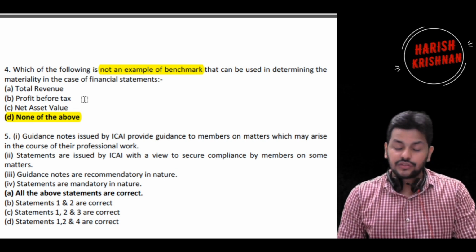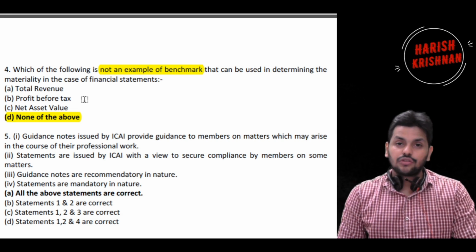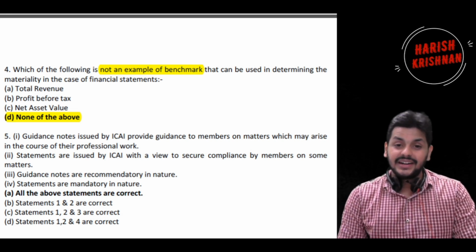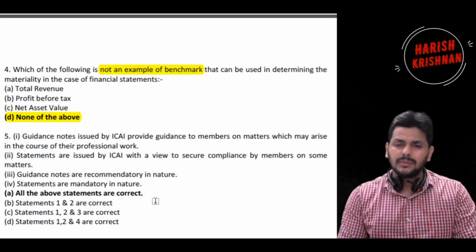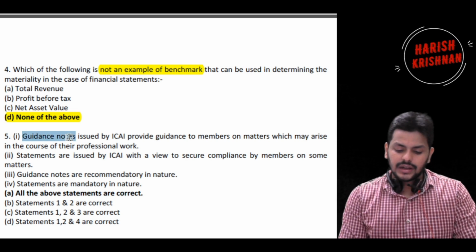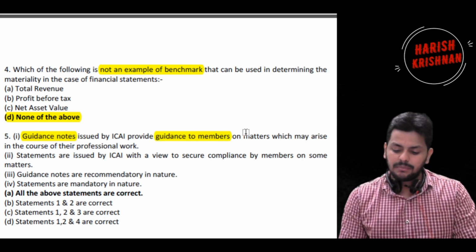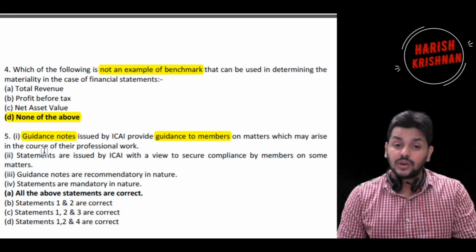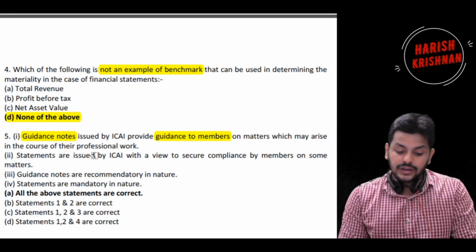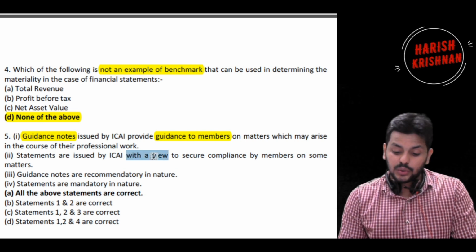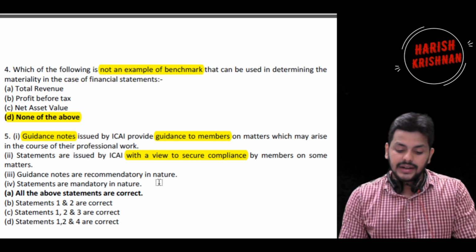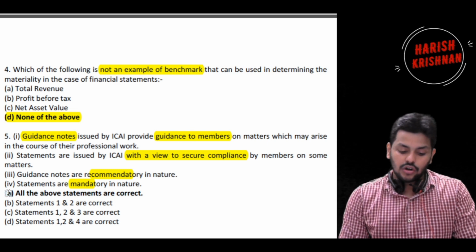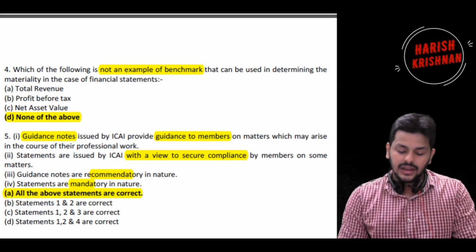And question number 5 looks like a question from the very first chapter, which talks about two things called statements and guidance note. I hope you remember what those are. Statements and guidance note. They made some emphasis about that. Guidance notes are issued by ICAI, providing guidance to members on matters which arise in course of their professional work. That's absolutely true. Statements are issued by ICAI with a view to secure compliance. Now these lines are also there in your book straight away. Guidance notes are recommendatory in nature, statements are mandatory in nature. Technically speaking, all these 4 statements are absolutely correct.